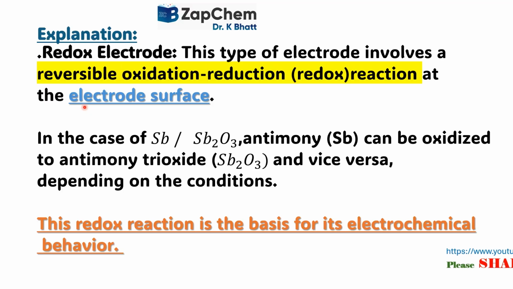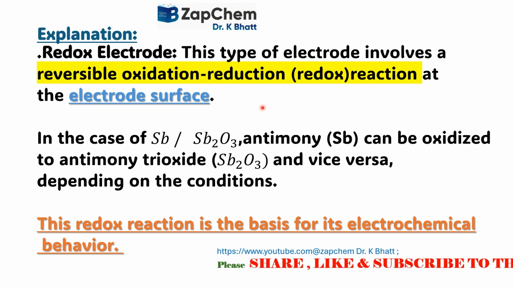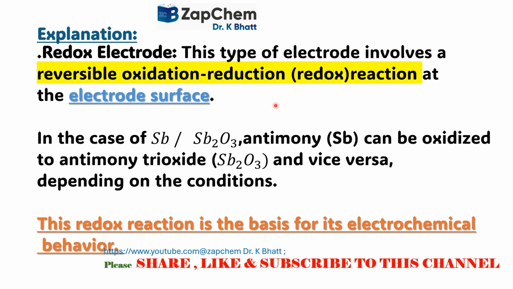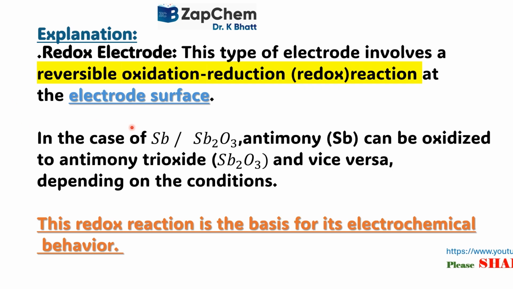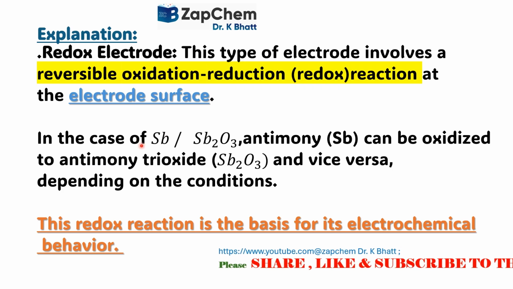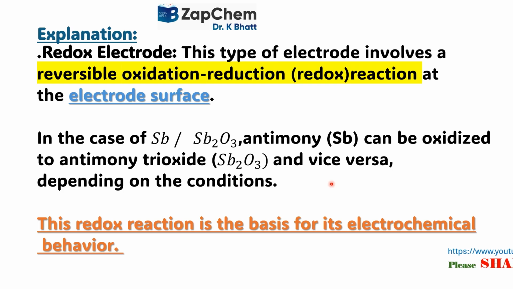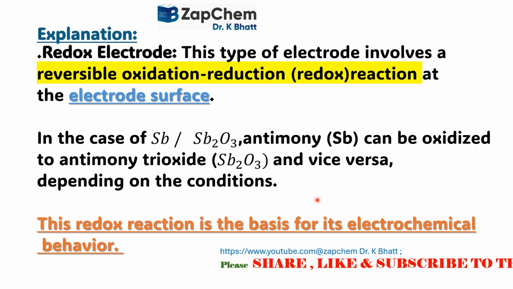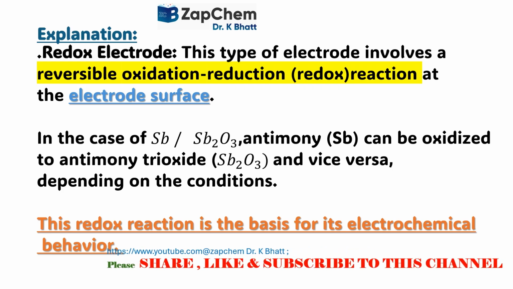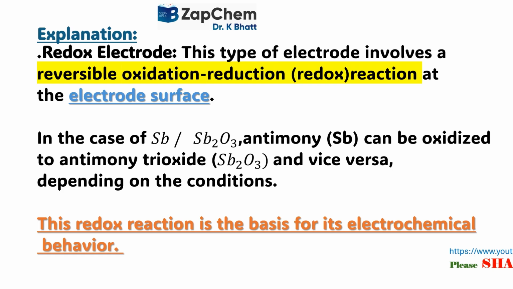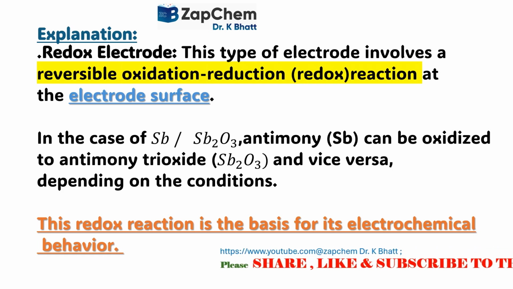The redox electrode, in this type of electrode, there is a reversible oxidation reduction, or what we can say redox reaction, at the electrode surface. The Sb/Sb2O3, that is antimony and antimony trioxide, can be oxidized to antimony trioxide and vice versa. So it depends upon the conditions. This redox reaction is the basis of electrochemical behavior. And of course, it occurs at the surface of the electrode.